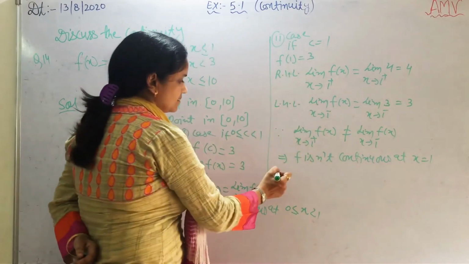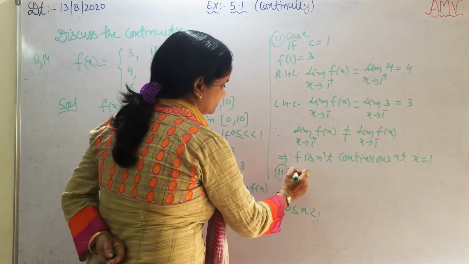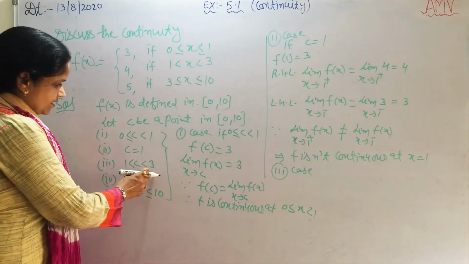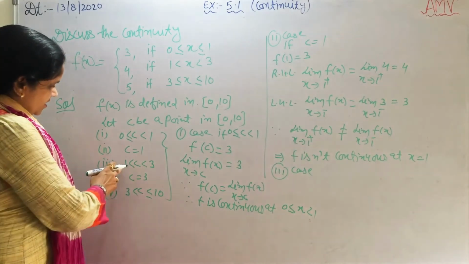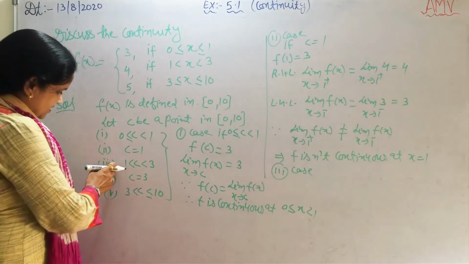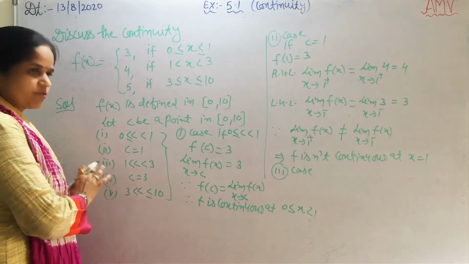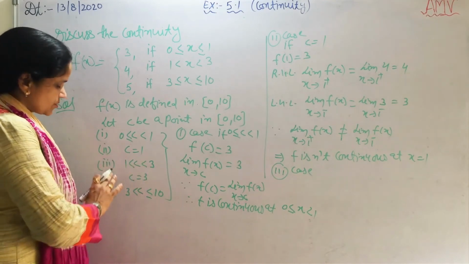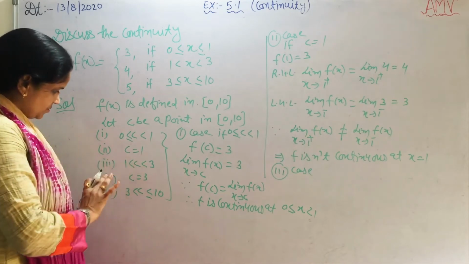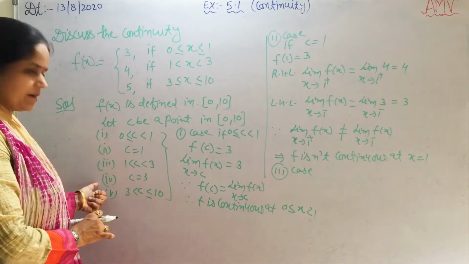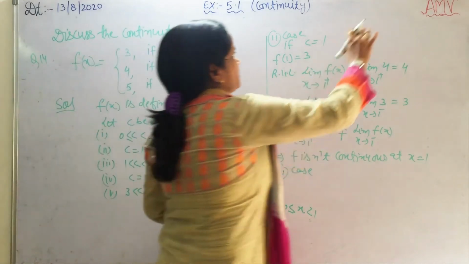Now consider third case. It is c greater than 1 and less than 3. It is very simple, students. Case third and case fifth, I have done so many questions related to this. So these two cases you do on your own. Now I am going to solve case number 4.